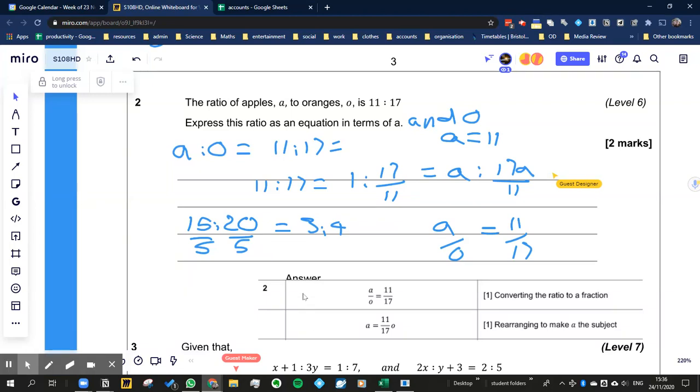So the question is saying that the ratio of apples A to oranges O is 11 to 17, and express the ratio as an equation in terms of A.